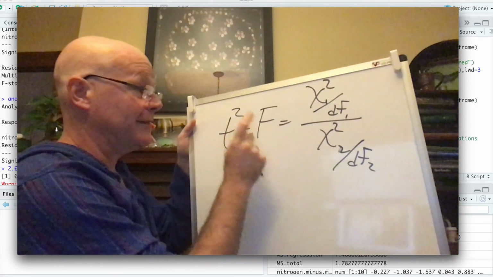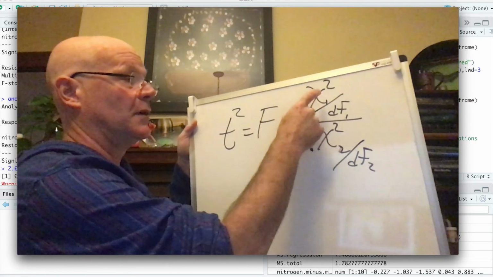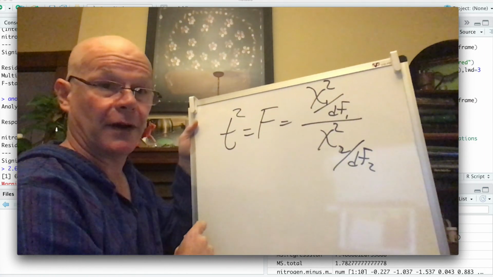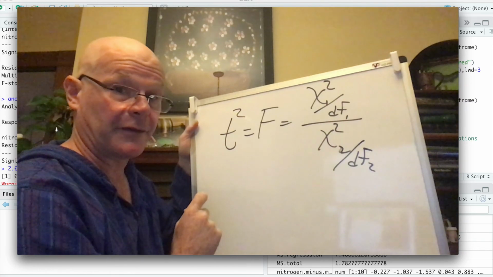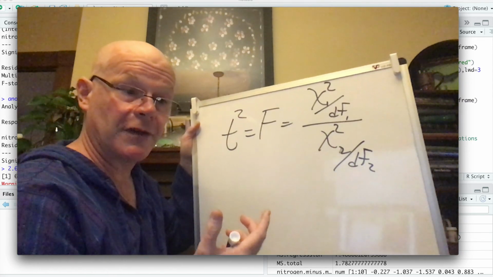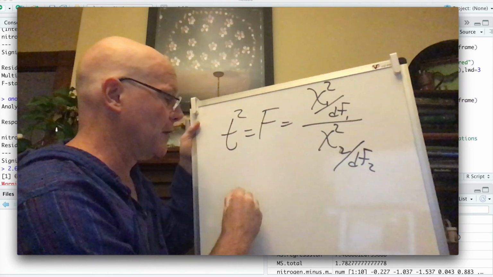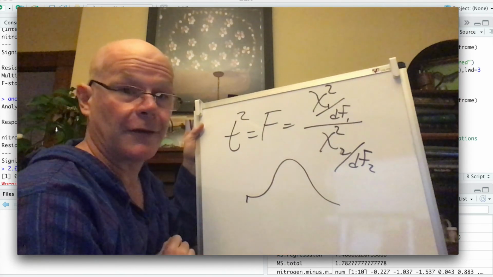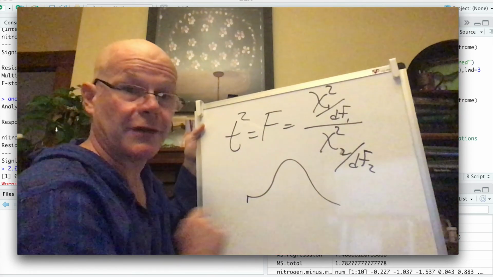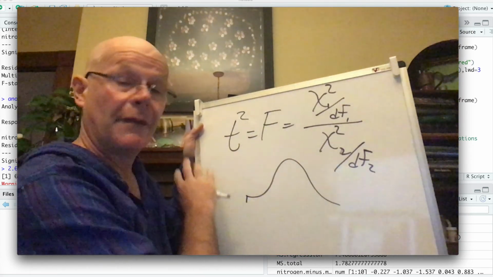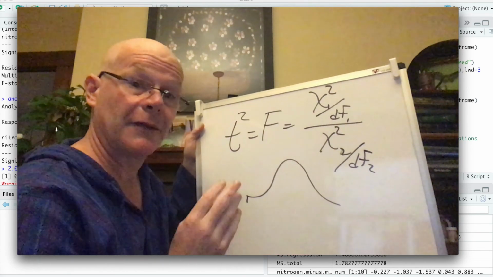T squared equals F equals the ratio of 2 chi-squares divided by the appropriate degrees of freedom. All of these distributions revolve around our old friend, the standard normal. That's my artistic rendition of a standard normal distribution. They're all related to it. They're just telling different parts of it.